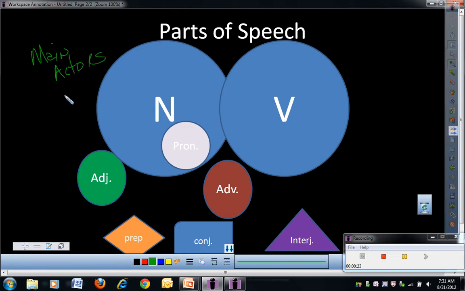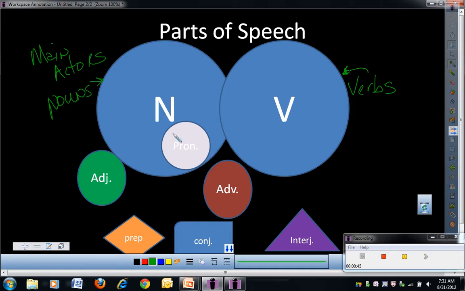Most of our words are either nouns or they are verbs. The two main actors are nouns and verbs. Almost every word in our language is either a noun or a verb. I mean, we have other words, adjectives and adverbs, as far as parts of speech, but we want to know who's the subject and what is that subject doing, and that's our verb.